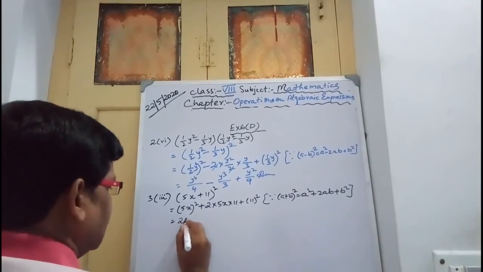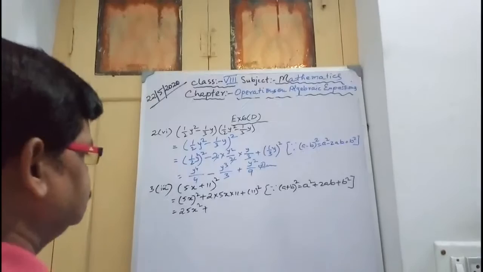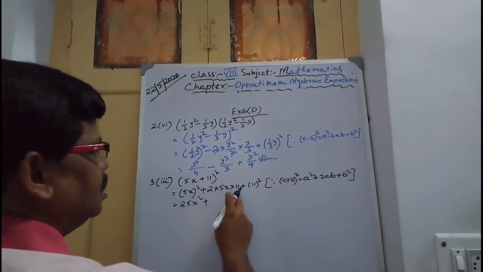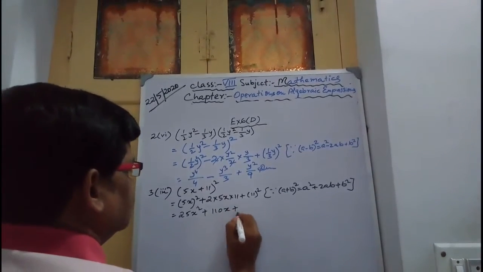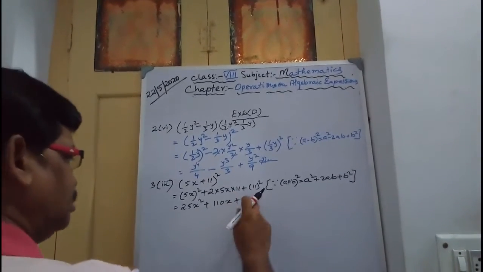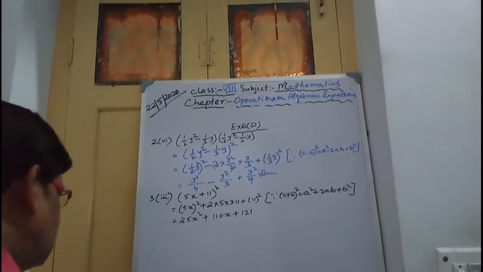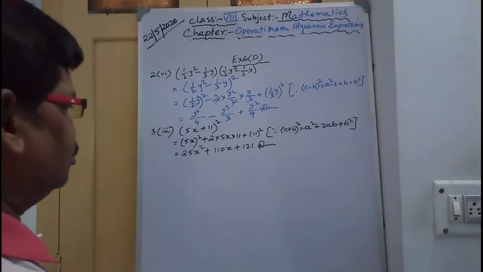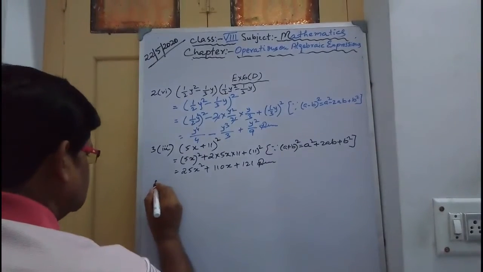Now 25x² plus 2 into 5 is 10, 10 into 11, 110x, plus square of 11, that is 121. So this is the answer of this question.